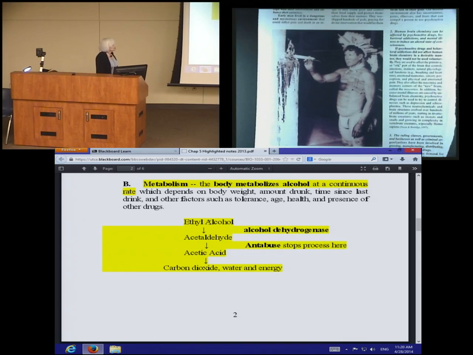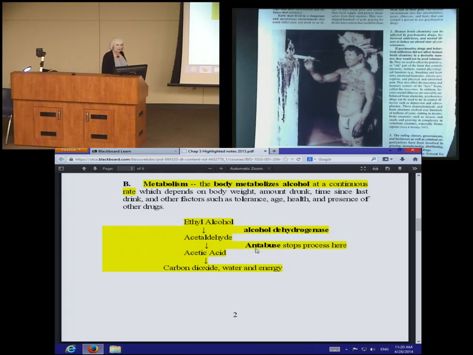Alcohol dehydrogenase converts ethyl alcohol to the first metabolic product, acetaldehyde. Acetaldehyde is then converted to acetic acid, and it is a fuel for cells. Cells can then burn that and produce a little carbon dioxide, water, and energy. So there are calories in alcohol. It's the only drug I've mentioned that has calories. That's why you can burn it in your car. Those carbon-hydrogen bonds in alcohol have energy to them.